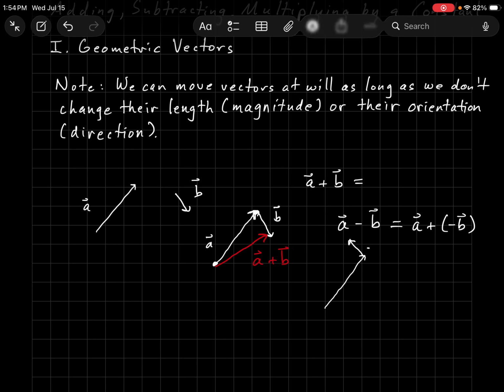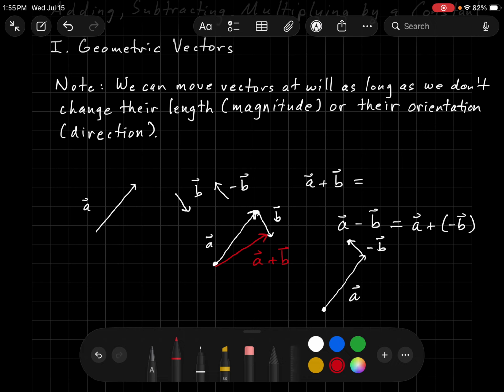So this would be negative B. So I took my B, and I'll draw negative B over here next to it, and just oriented it parallel, but in the opposite direction. Once again, we can add the vectors by starting at A, ending at negative B, but taking the shortcut across. And that would be the vector A minus B.